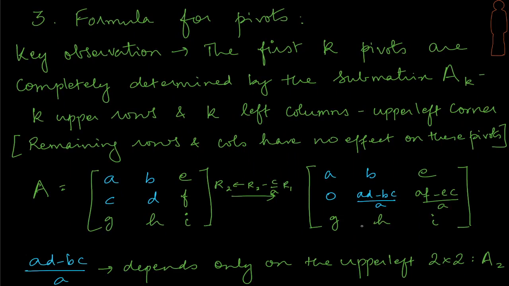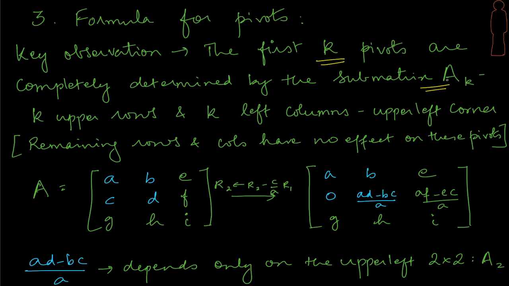We're going to try and figure out a formula for the pivots, and the key observation for this is here. The first k pivots are completely determined by the submatrix AK, right? The first k pivots are completely determined only by the submatrix AK.